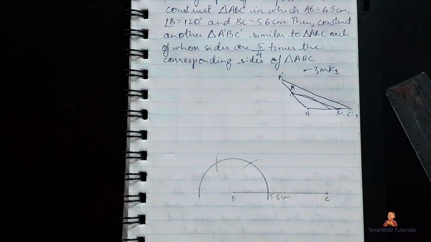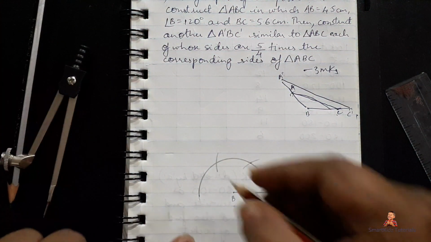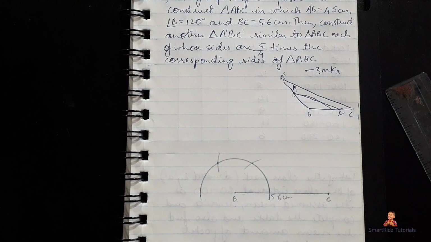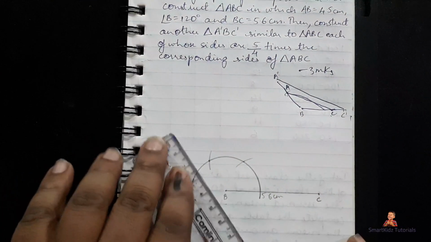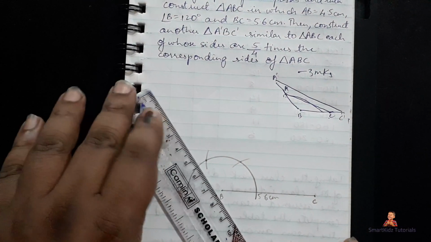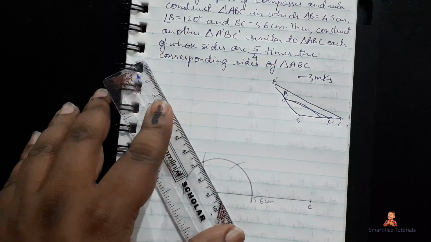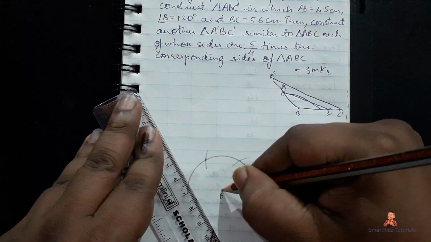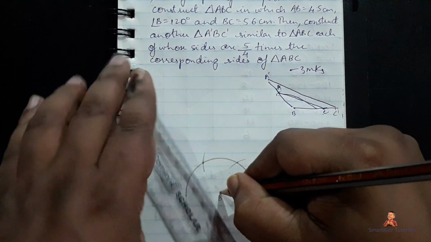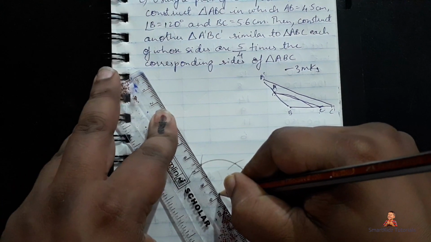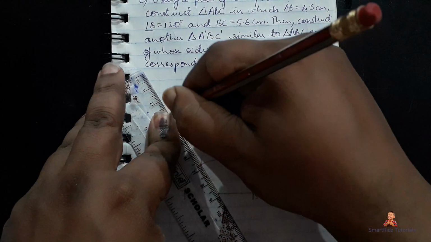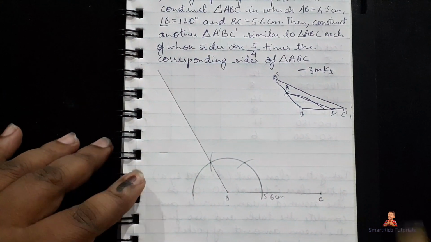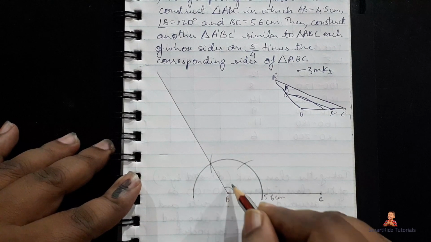Okay, now this point where these two arcs intersect, this point gives us our 120 degrees. So what I'm going to do is draw a line passing through this point from point B. Okay, so it will be like this. So this is 120 degrees over here.